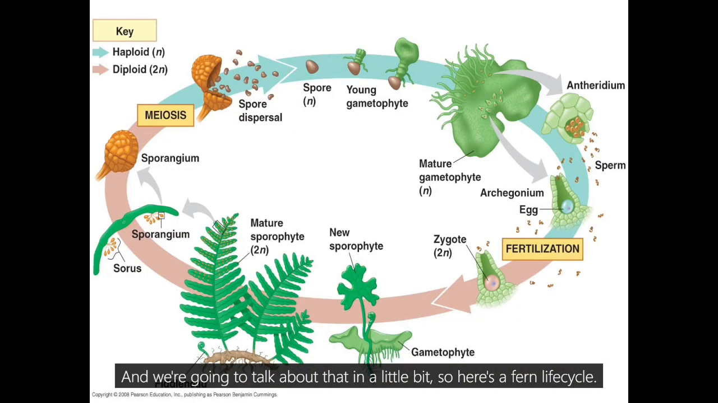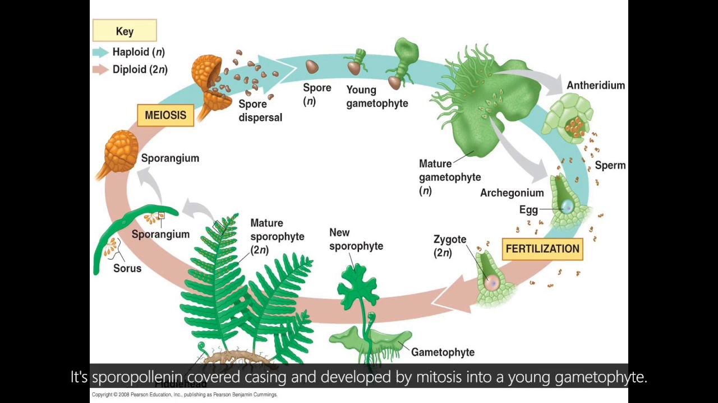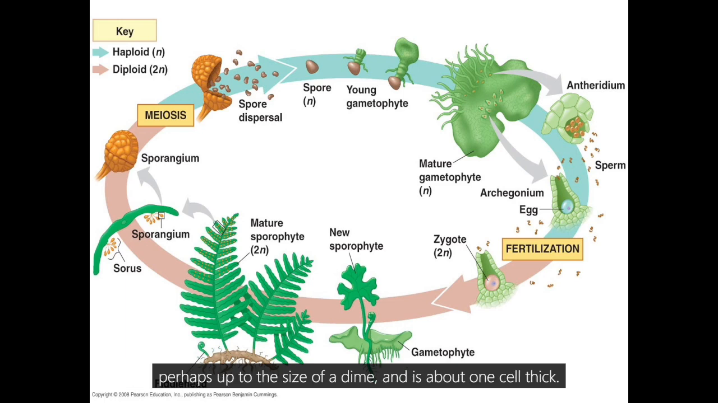So here's a fern life cycle. Let's start at the spore. So you know the spore in land plants is made by meiosis. So we have a spore, and that pops out of its sporopollenin-covered casing, and develops by mitosis into a young gametophyte. That young gametophyte grows into a heart-shaped structure that is a few millimeters in diameter, perhaps up to the size of a dime, and is about 1 cell thick. So it's a very flimsy little structure, and it sits on the ground in a moist area.